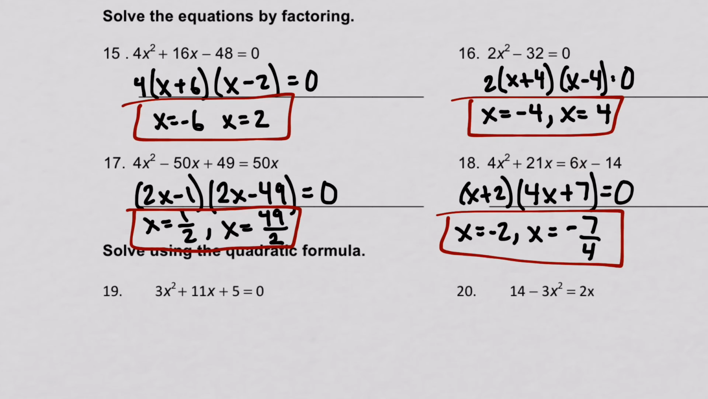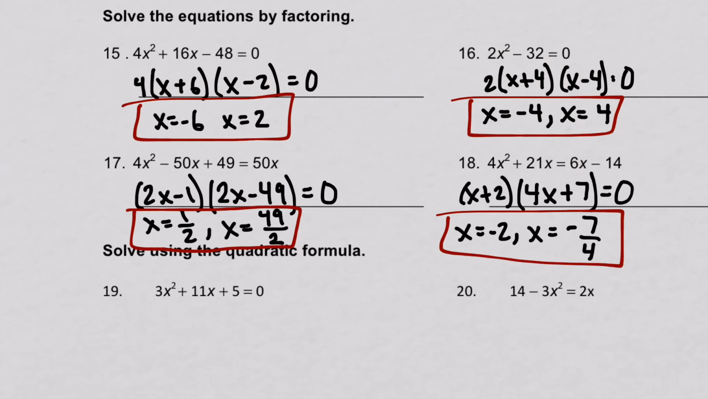Okay, so here are the correct answers. For number 15, x equals negative 6 and x equals 2. Here's the factored form, 4 times x plus 6 times x minus 2. In number 16, you factor it by first dividing by 2, and then you're going to get a difference of perfect squares. So it's going to be x plus 4, x minus 4, and therefore your answers are x equals negative 4 and positive 4.